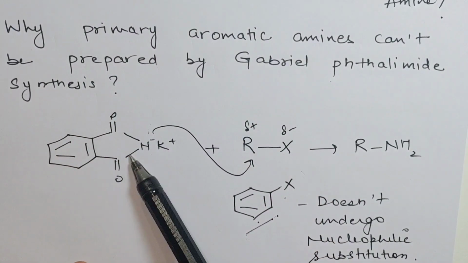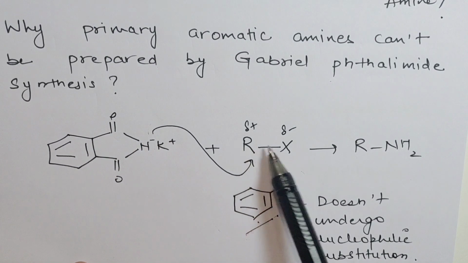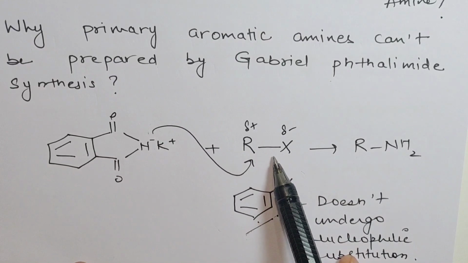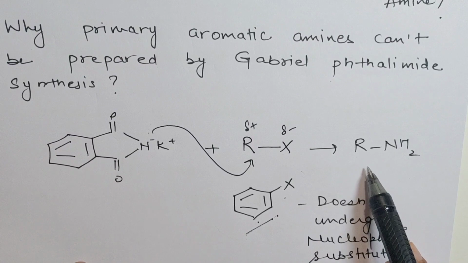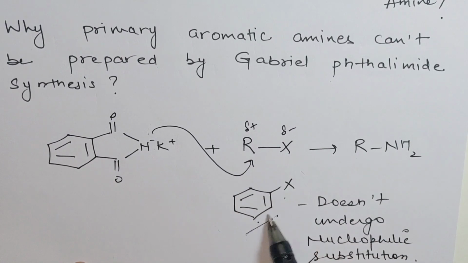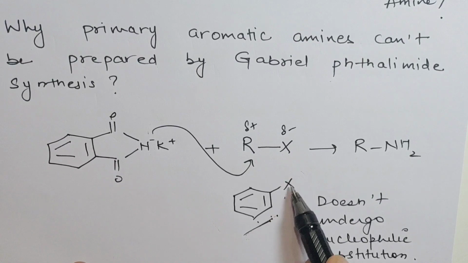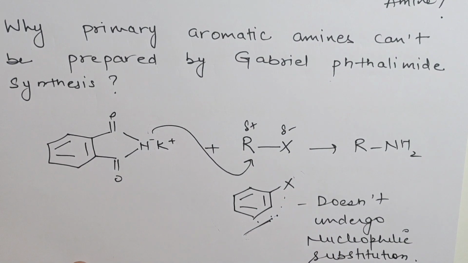So in Gabriel phthalimide synthesis, this phthalimide acts as a nucleophile and attacks on RX to form RNH2 by nucleophilic substitution. So if you want to make aniline or aromatic amine, your R here should be a benzene ring or aryl halides, and we know that aryl halides do not undergo nucleophilic substitution.